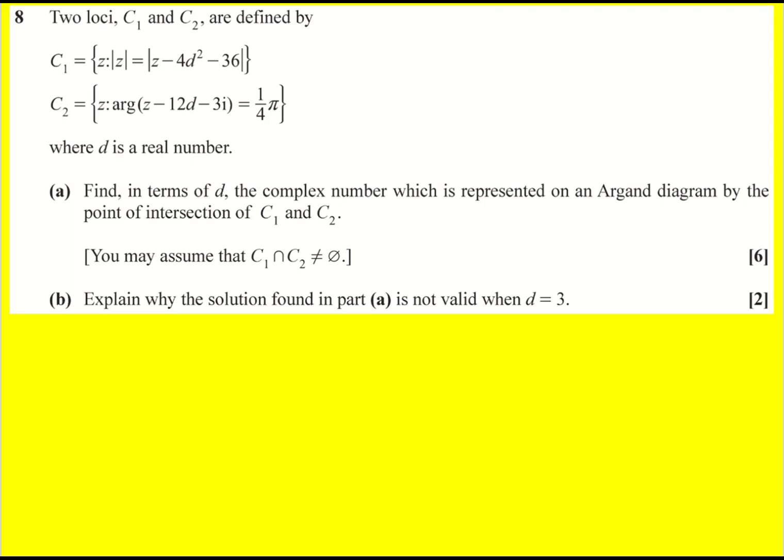Two loci, C1 and C2, defined as shown, where D is a real number. Find in terms of D the complex number which is represented on an Argand diagram by the point of intersection of C1 and C2, assuming that there is one. I'm just going to go straight into this.